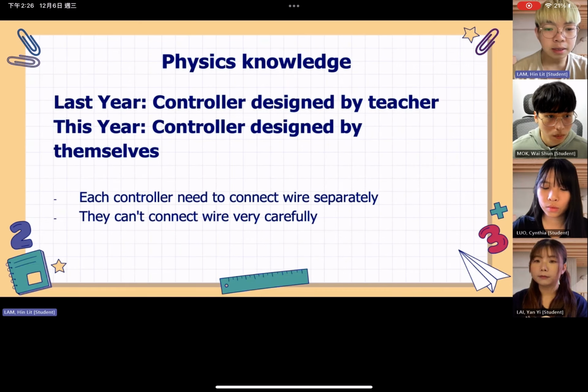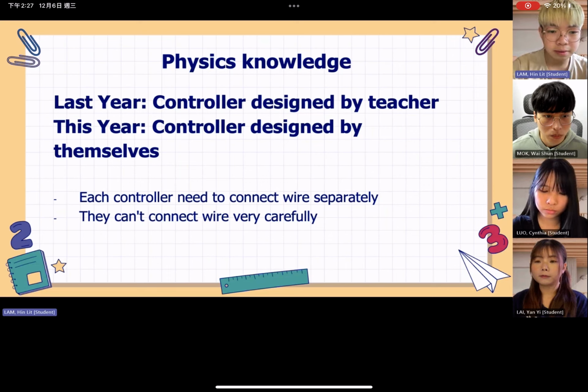Next, for the physical knowledge part, their controller was decided by their teacher, so they didn't need to learn how to connect the button to the micro:bit. This year, we let them design the controller and build it by themselves. Each controller has a different connection method. For example, some students want to tilt the controller, some students want to put in a button, which also have their own wire connection method.